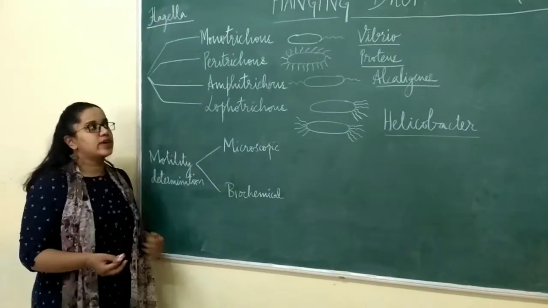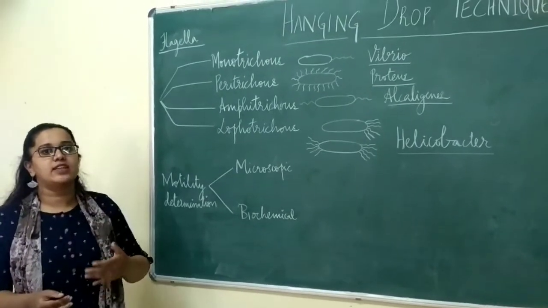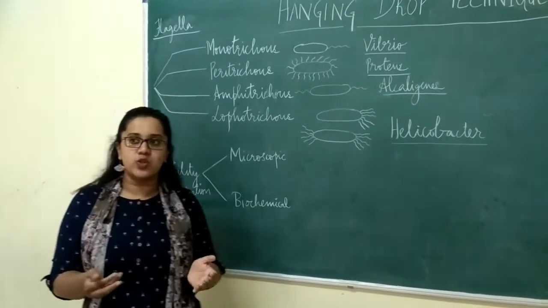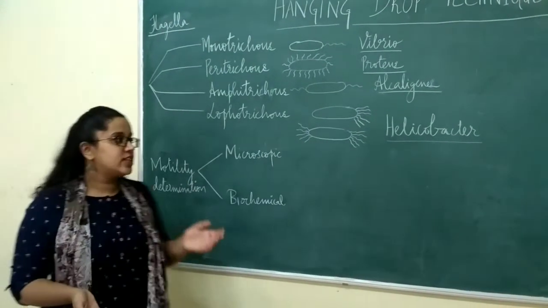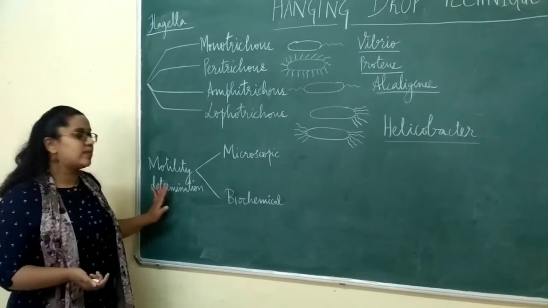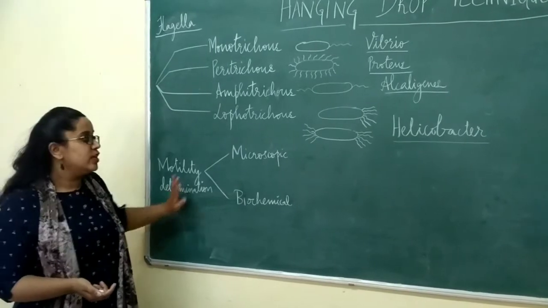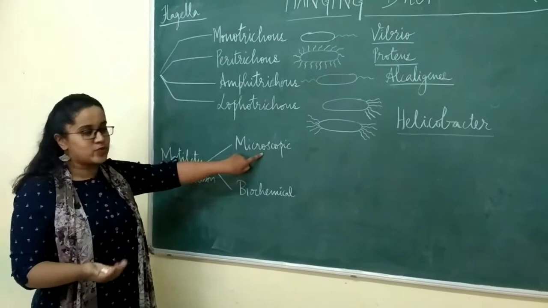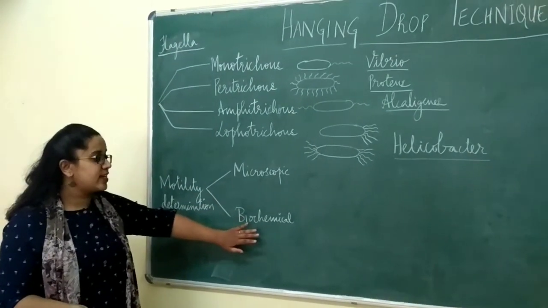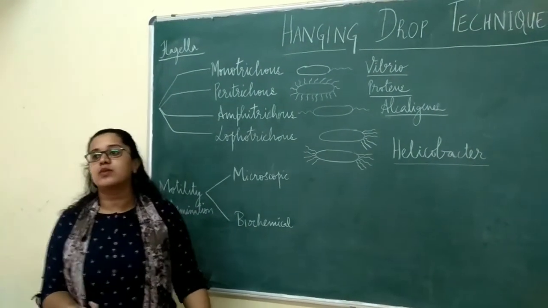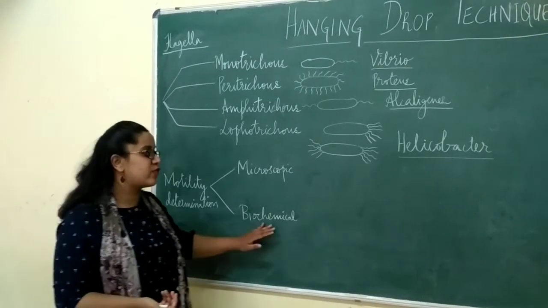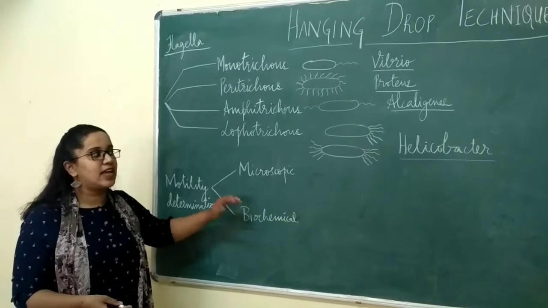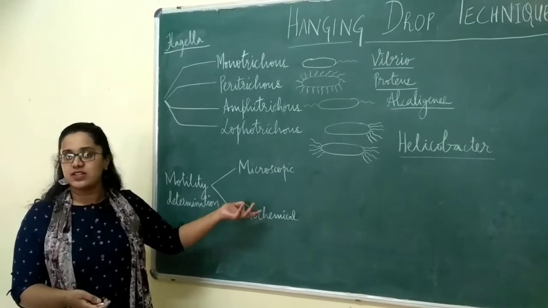Now, how do we understand whether a particular bacterium that we have isolated or obtained from a source is capable of movement or not? There are two methods by which we can determine the motility of a microorganism. The first technique is microscopic observation, and the second technique is performing certain biochemical tests.